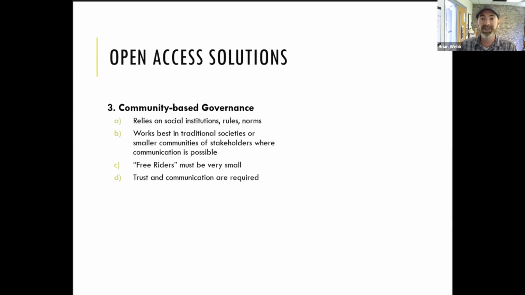This is a more traditional society, medieval England, for example, where you have a resource that's held in common, whether it's the village well or the village commons, and those are frequently managed on the community-based level by mutual understanding and agreements between the users of that resource. So it relies on these social rules and norms. These are the things you do and don't do related to using the well in our village or using the commons. Free riders must be kept very small.